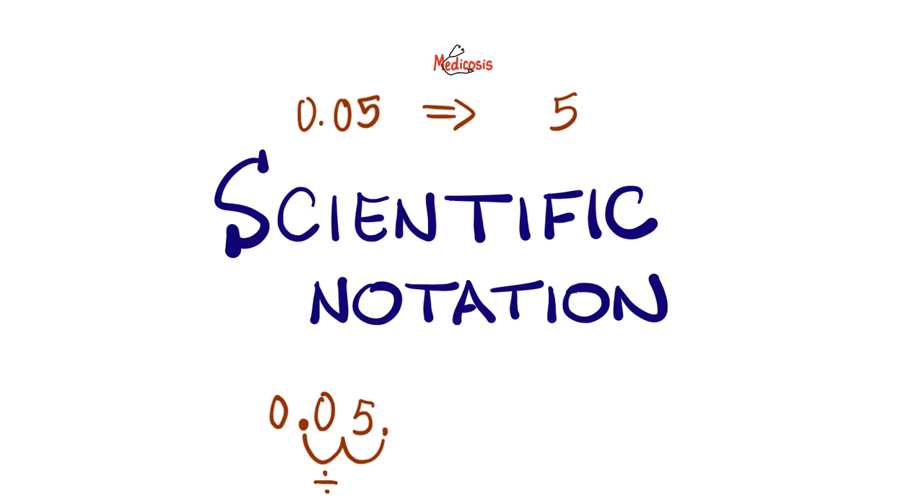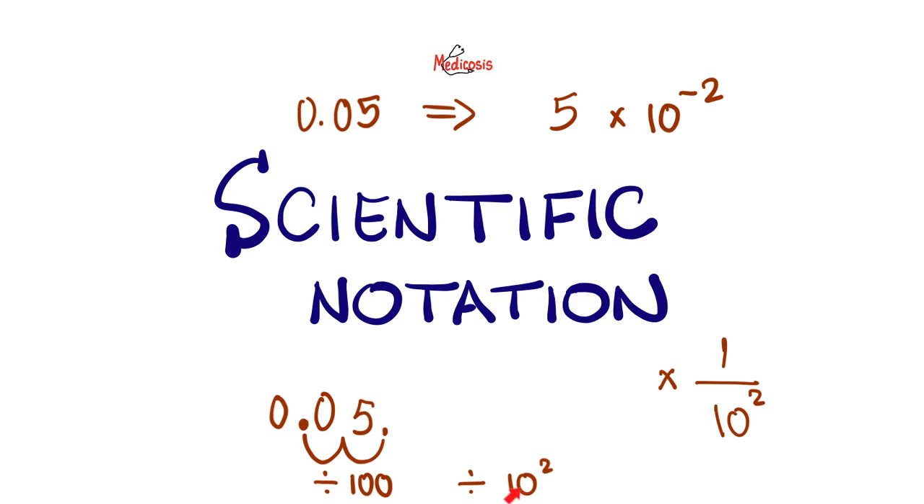How did I do this? By dividing by 100. Dividing by 100, meaning I'm dividing by 10 power 2. Dividing by 10 power 2 is like multiplying by 10 power negative 2. Because when you multiply by 10 power negative 2, it means that you're multiplying by 1 over 10 power 2, which means 1 over 100, which means you're dividing by 100. So this is the proper scientific notation. How come?